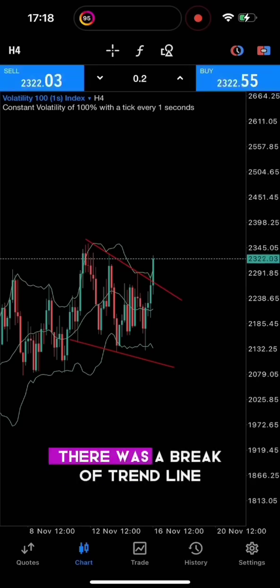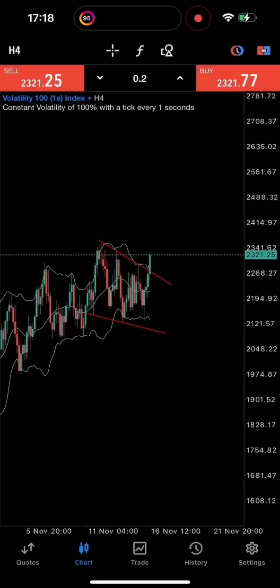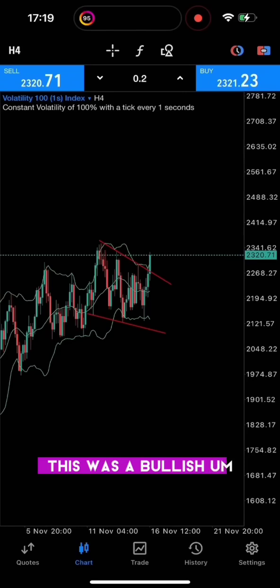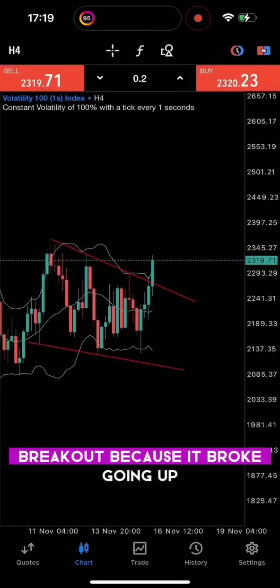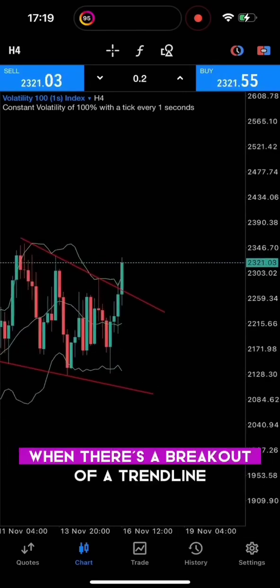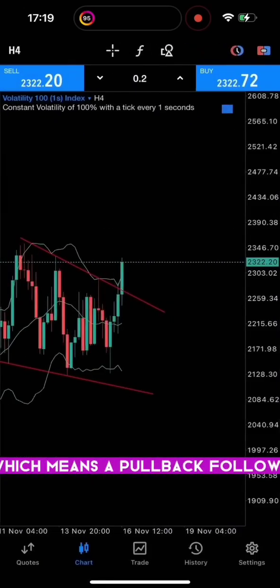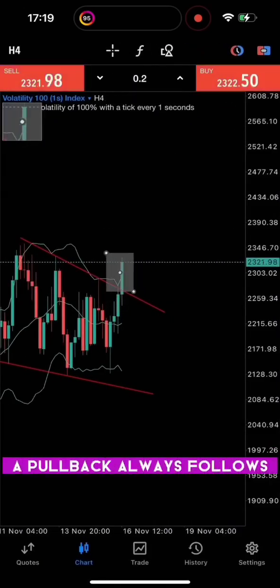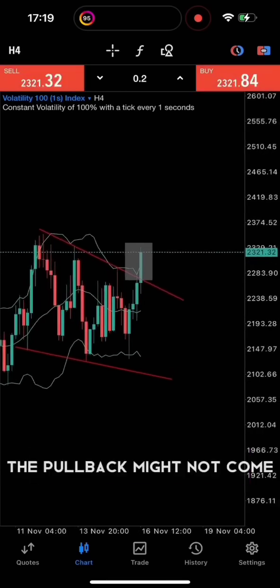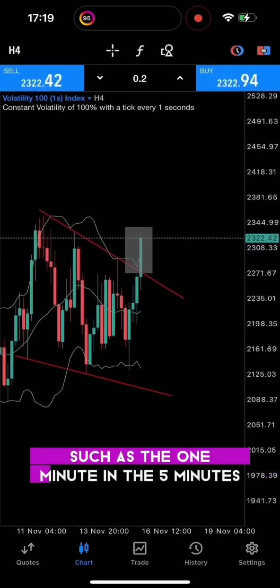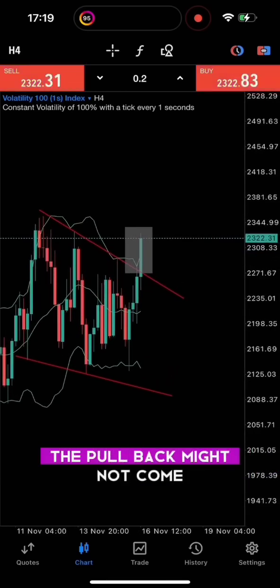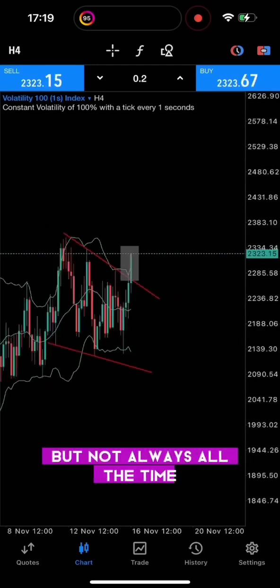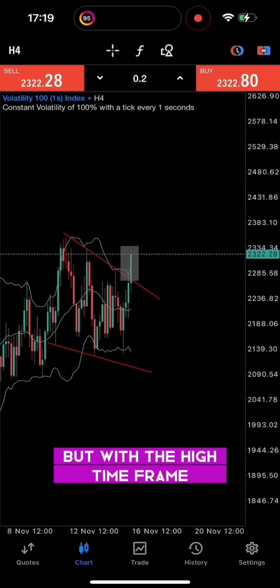In this case, there was a break of trend line, and when there's a break of trend line, you know what usually happens. This was a bullish breakout because it broke going up. When there's a breakout of a trend line, a pullback follows, especially if you are dealing with a higher time frame. But if you are dealing with a low time frame, such as the 1 minute and the 5 minutes, the pullback might not come. Sometimes it comes, but not always. With the higher time frame, it does come.